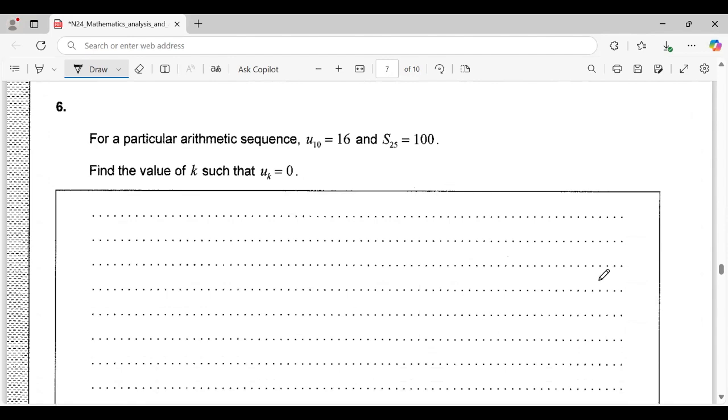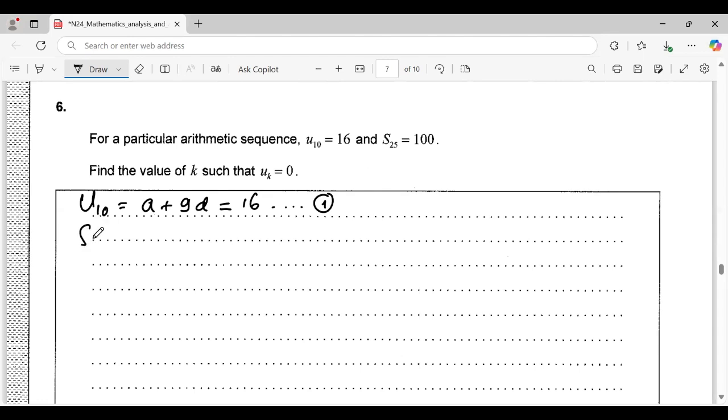For a particular arithmetic sequence, u10 equals 16 and S25 equals 100. Find the value of k such that uk equals 0. If u10 equals 16, it means a plus 9d equals 16. This is the first equation.